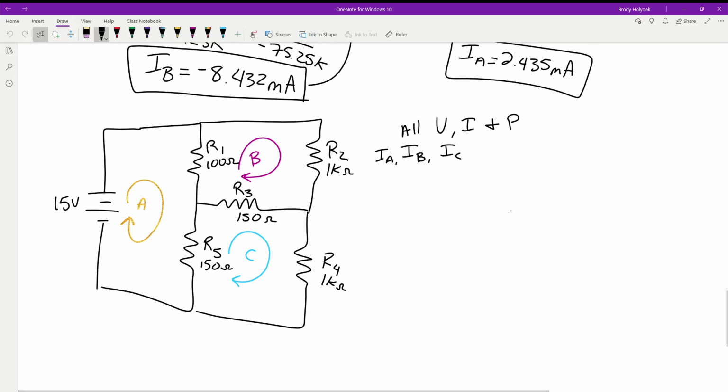So let's start with the equations. We're going to go with loop A to start with, and we want to write the Kirchhoff voltage loop equation for A. It doesn't matter where we start as long as we start somewhere on the loop and go around. I'll start up here. The first thing we run into is R1 times IA. Is there anything else associated with R1? Minus R1 IB.